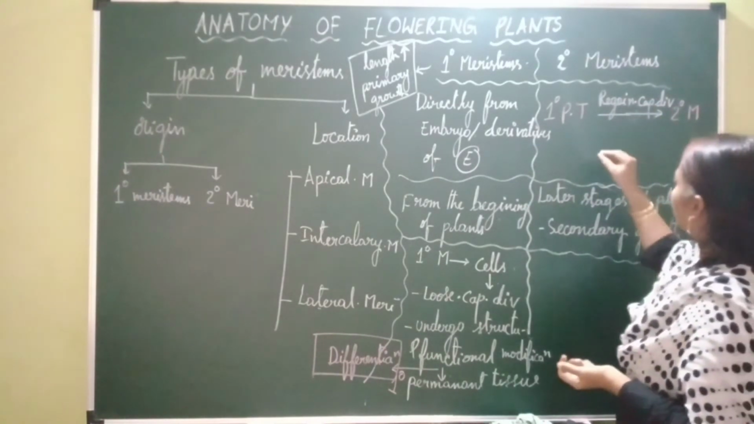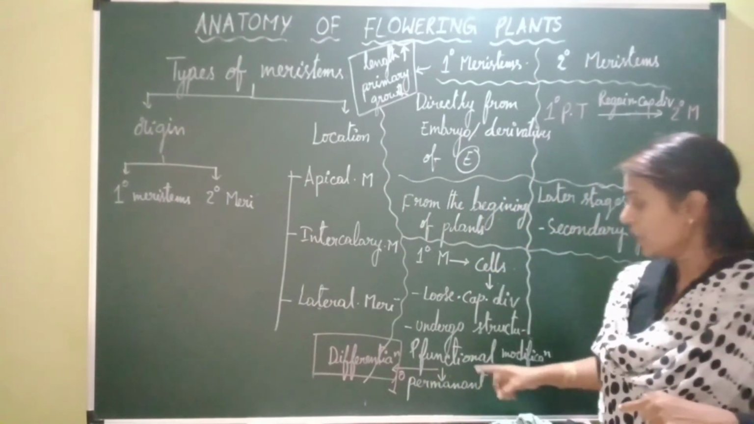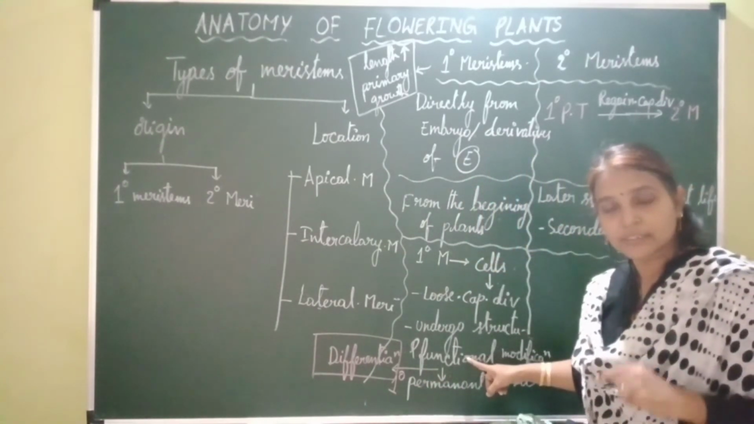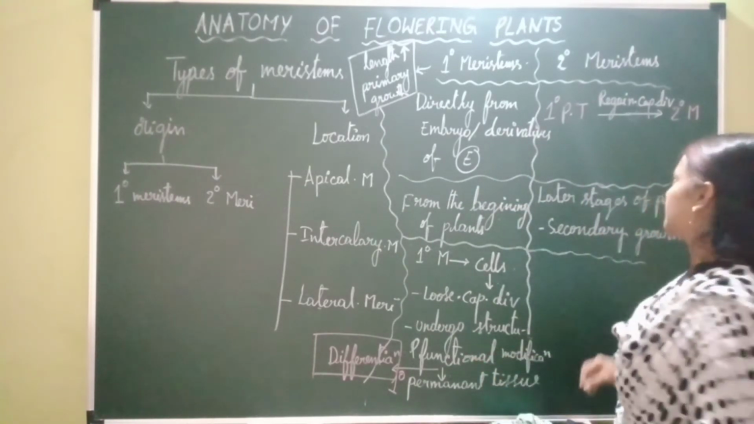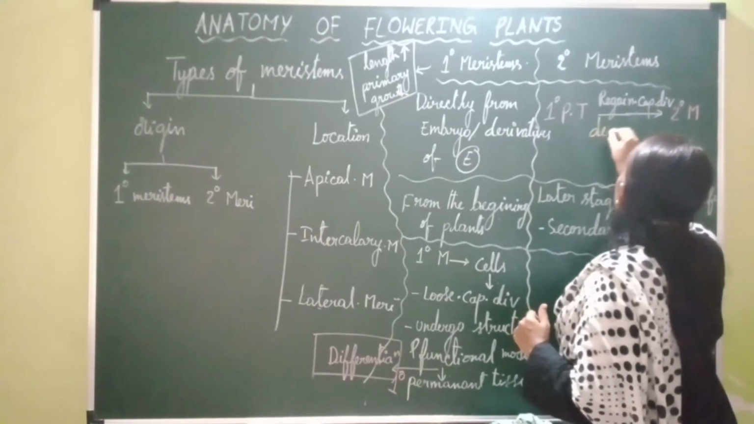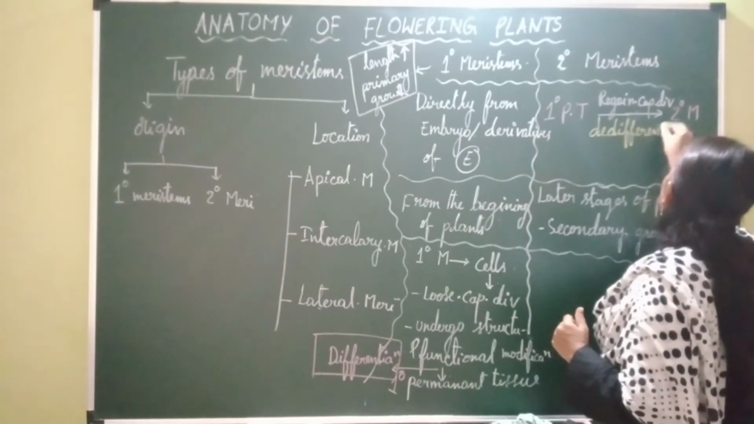So this process of regaining the capacity of cell division is called de-differentiation. Losing the capacity of cell division is differentiation. Now regaining the capacity of cell division is de-differentiation, right?